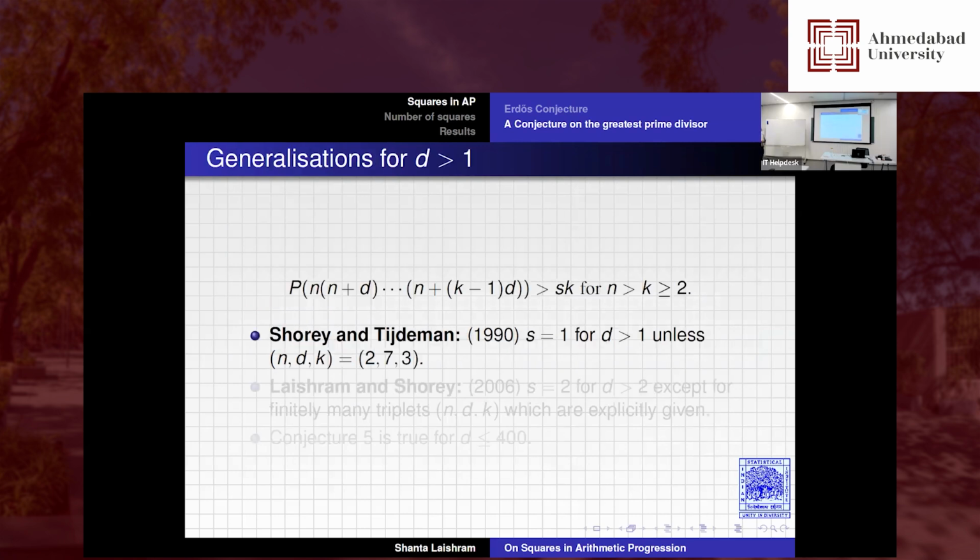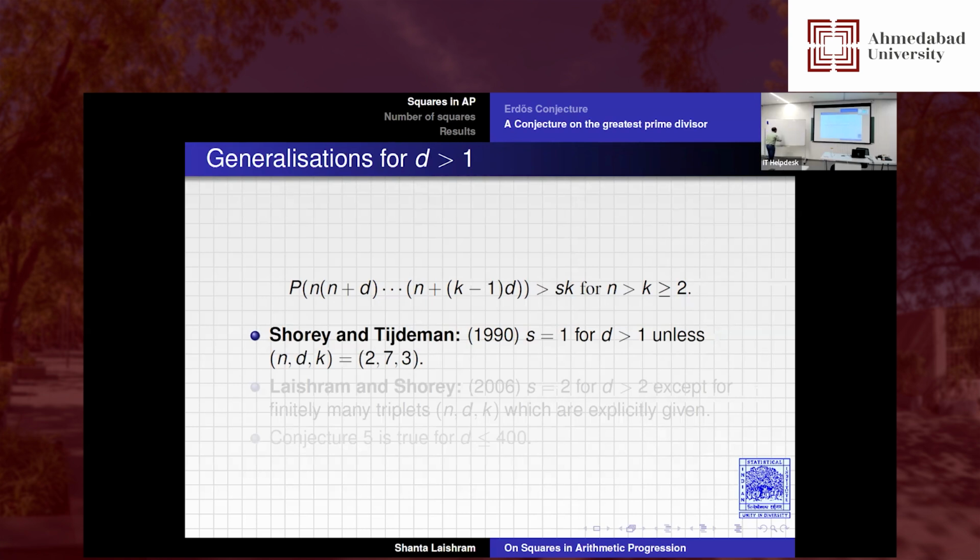So there was a generalization for d bigger than 1. Now can you make it much bigger? Can you have a product of k consecutive integers bigger than some s times k where n and k is bigger than 2? Sylvester-Tijdeman shows that a product of 3 or more consecutive terms of an arithmetic progression has a prime divisor bigger than k unless n, d, k is 2, 7, 3.